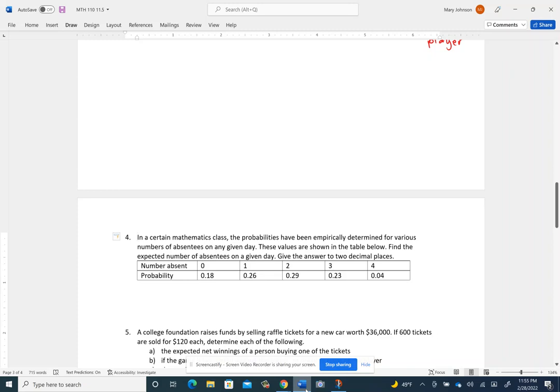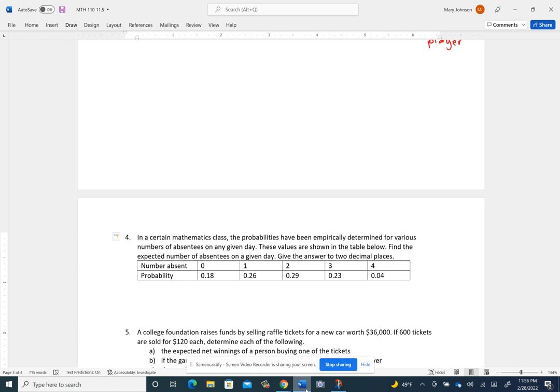All right, now we're going to look at question numbers 4 through 6. On question number 4, it doesn't sound like a game. I just wanted to show you a variety of problems where expected value can be used.